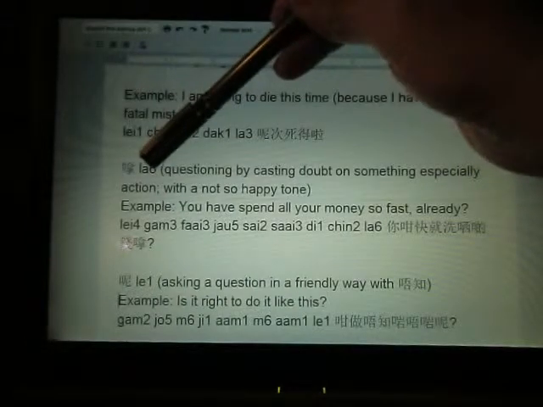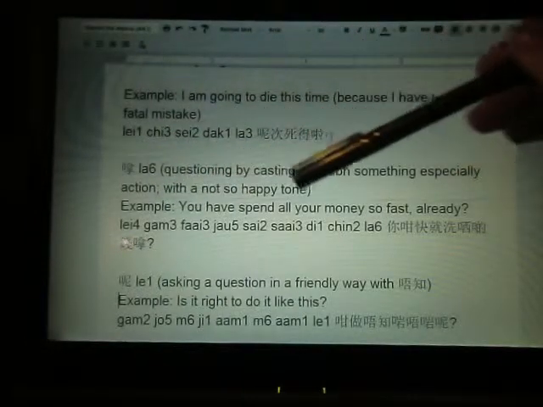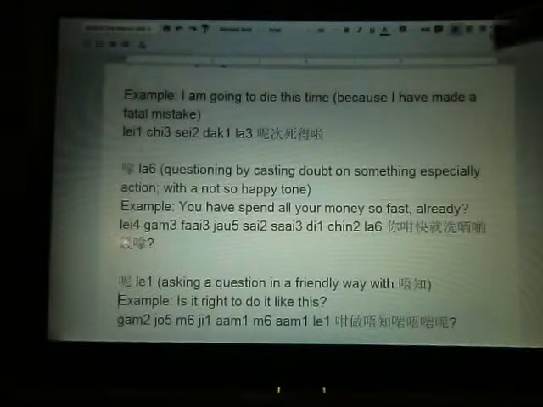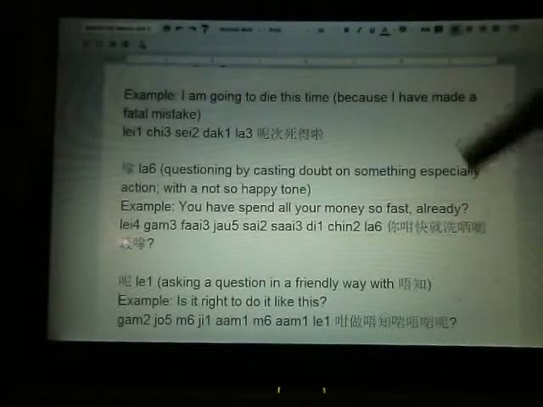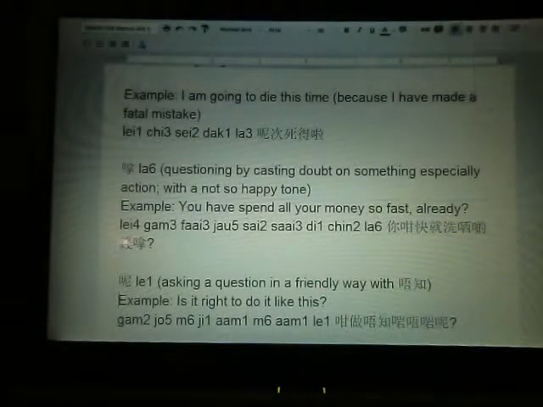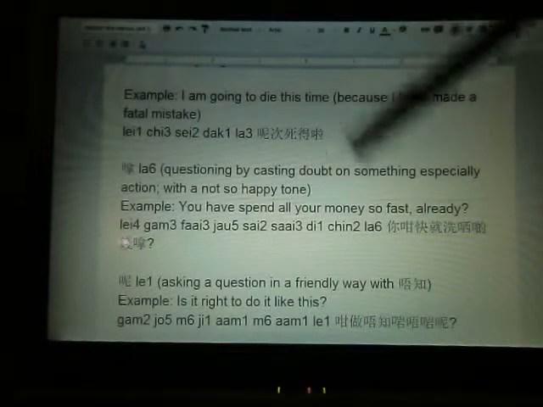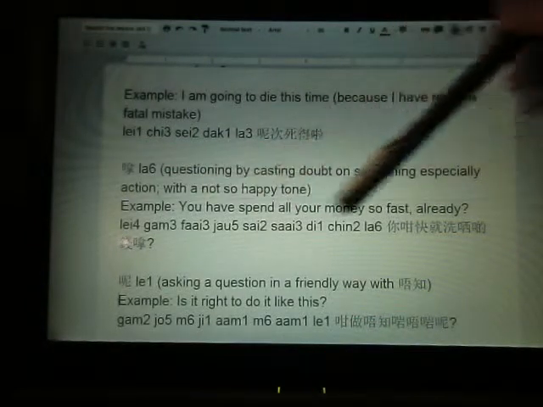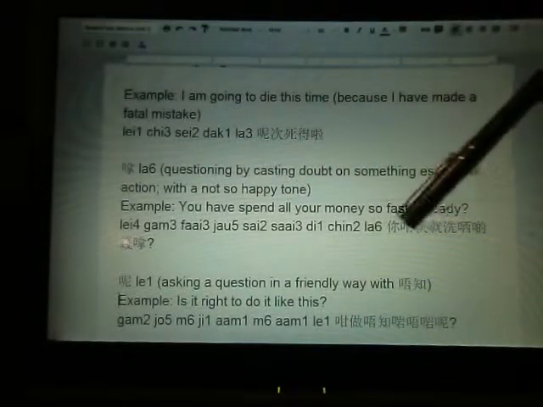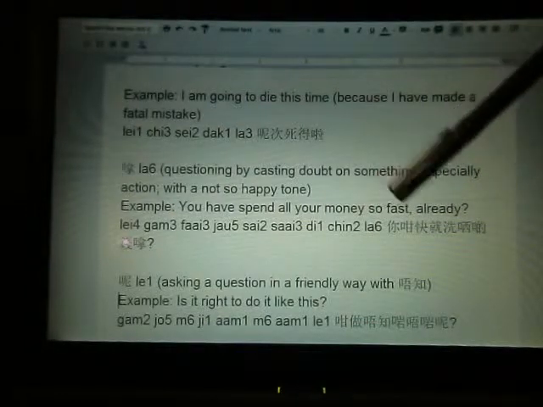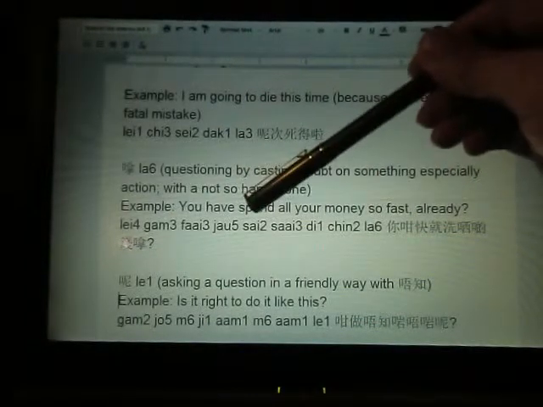Alright, so 啦. Alright, so for example, you have spent all your money so fast already. So for example, you are the mom, and then you're asking your son, why are you spending so much money so fast? So instead of asking a question, you try to point out that, well, you are really spending your money so fast. Okay, so you're not happy with it. So what do you say? 你, you, so fast 咁快. Okay, so fast is an adverb for spent.